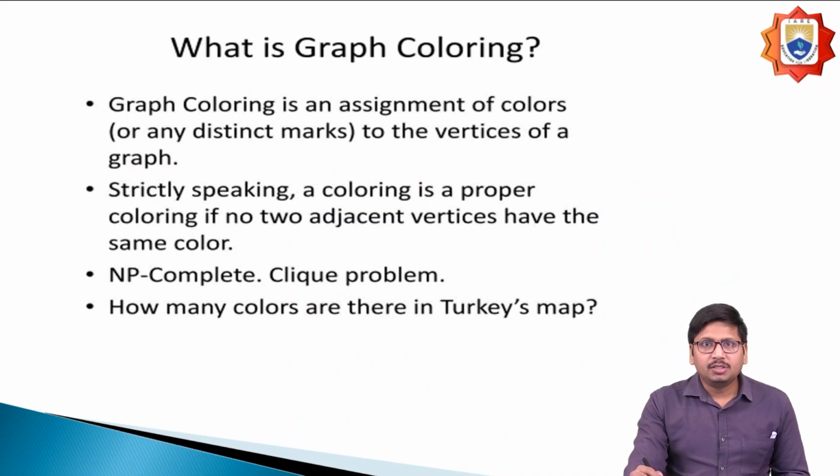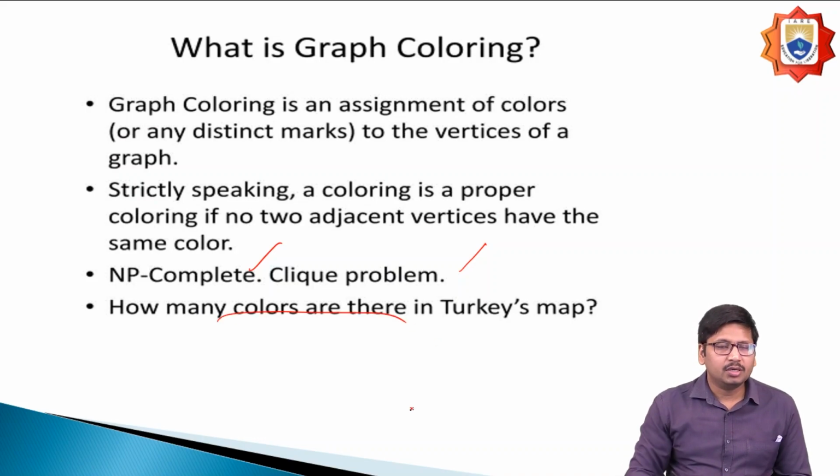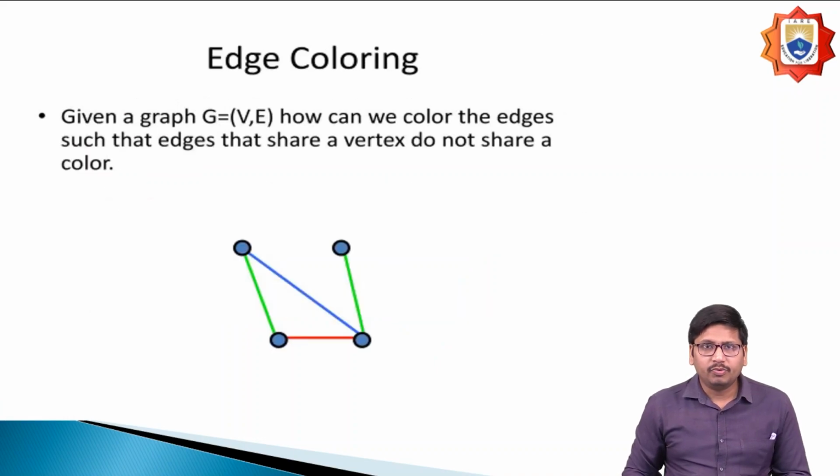Sometimes graph coloring, the assignment of colors to the vertices as well as edges, is considered an NP complete problem. So if I consider one of the applications, how many colors are needed for a turquoise map? How do we find it out? For that, I have to say this is a problem of NP complete. Coloring is a proper coloring such that no two adjacent vertices have the same color.